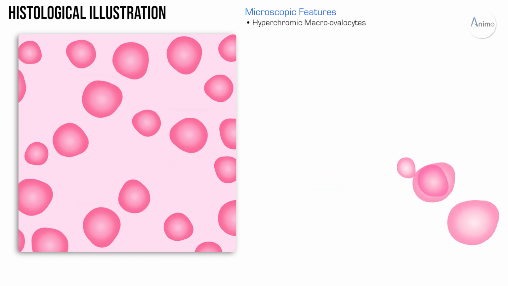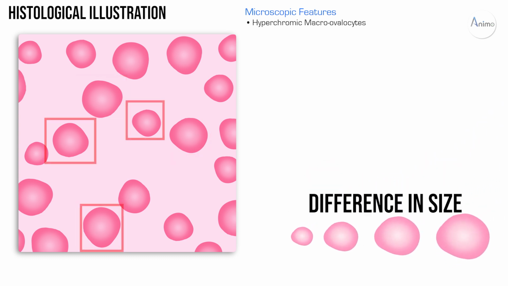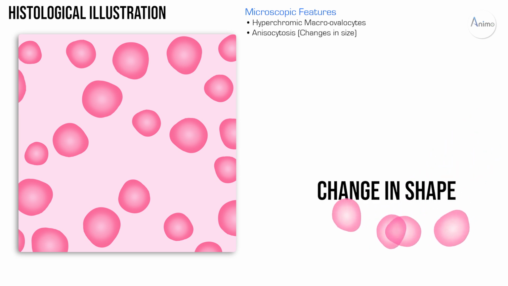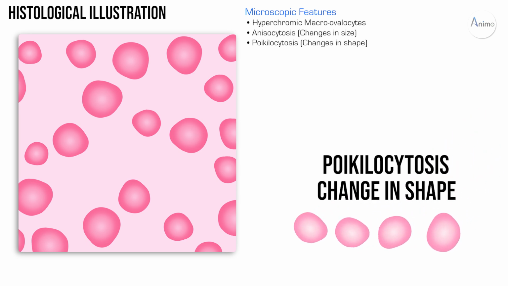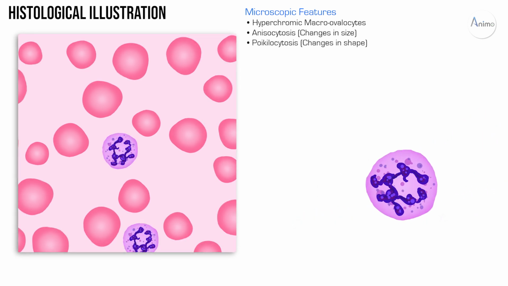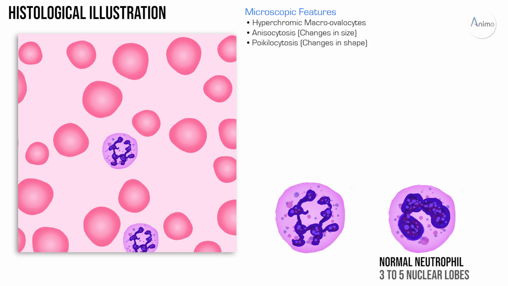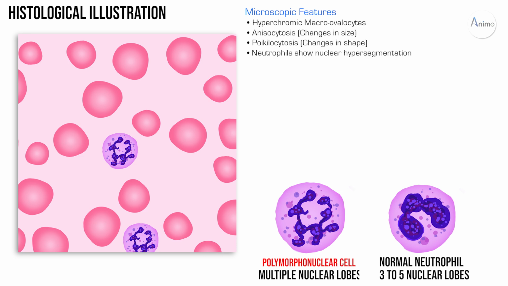And here you see there is considerable difference in the size of RBCs, so we call it anisocytosis. Also, you observe that there are different kinds of shapes of RBCs, so poikilocytosis is also present. Now, observe this cell. This is a neutrophil, but it is not normal. Let's compare it with the normal neutrophil. We can see normal neutrophils have 3 to 5 lobes, but here there are multiple nuclear lobes, so we call it polymorphonuclear cells or hypersegmented neutrophil.